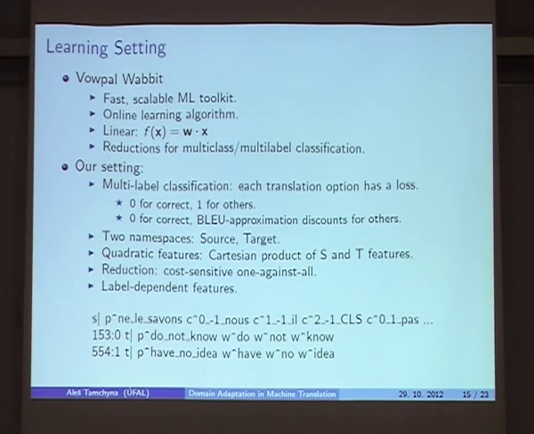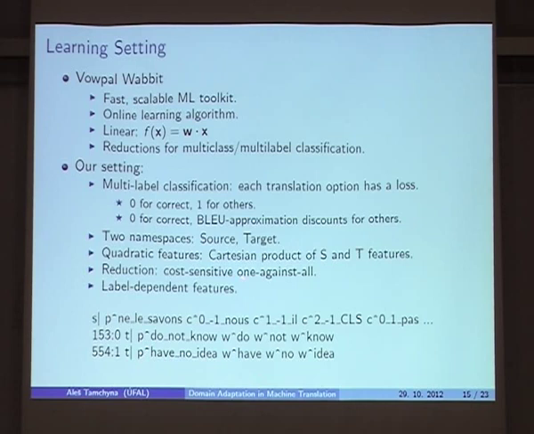And these are training examples then for the classifier. I'm going to go maybe into too much detail, but we had two namespaces. One is the source namespace with the source side features, and the target namespace with the target side features. These are the label-dependent features. So each target phrase has several features, and these depend only on the phrase.